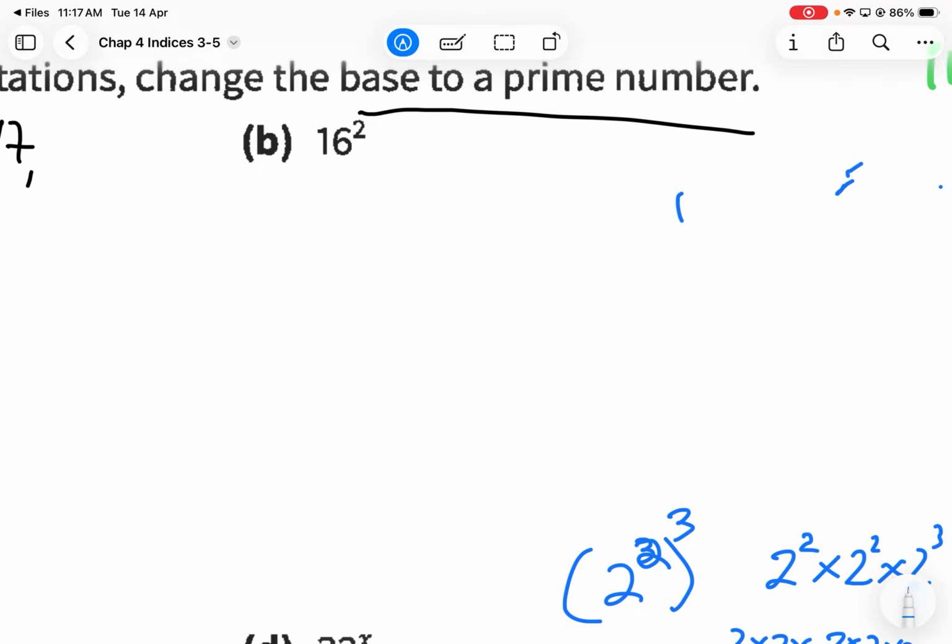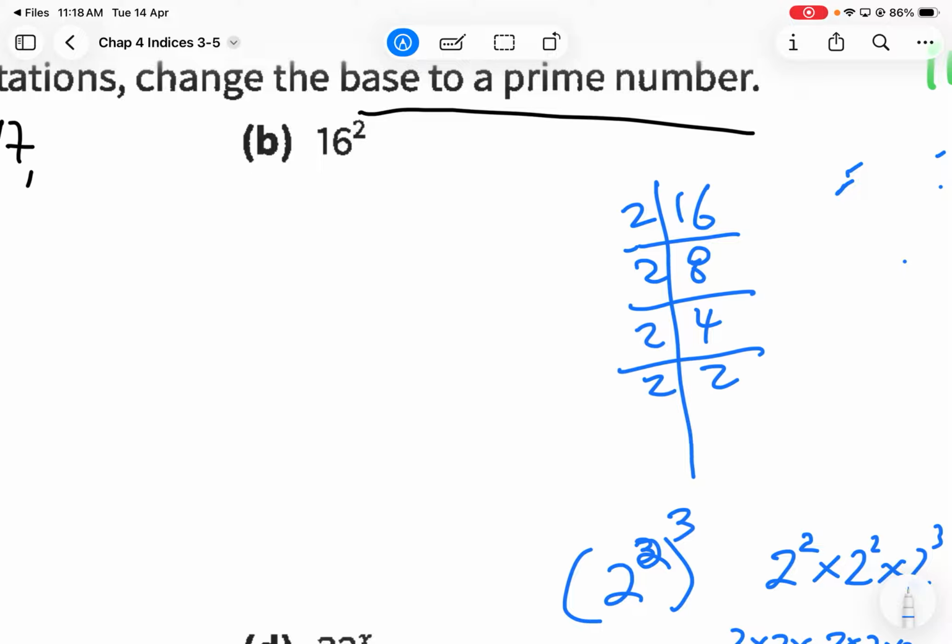Okay, so 16. I go and try. Can divide by 2? Yes. 8 can divide by 2? Yes. 4 can divide by 2? Yes. 2 can divide by 2? Yes. So 16 can be written as 2 to the power of 4.